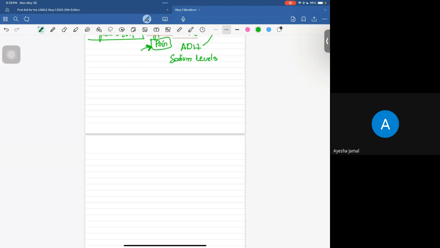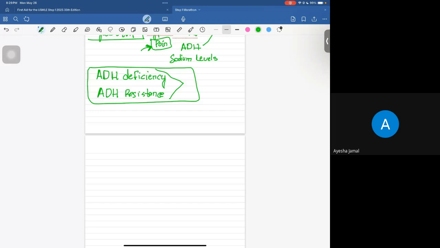Now, the second thing is sometimes we can have a deficiency of ADH, right? Sometimes we can have two things. One could be the ADH deficiency, and sometimes you can have resistance to ADH. These are the two different things. So you can have ADH deficiency or you can have ADH resistance. Whenever you have ADH deficiency or ADH resistance, the body is not gonna absorb water anymore, right?